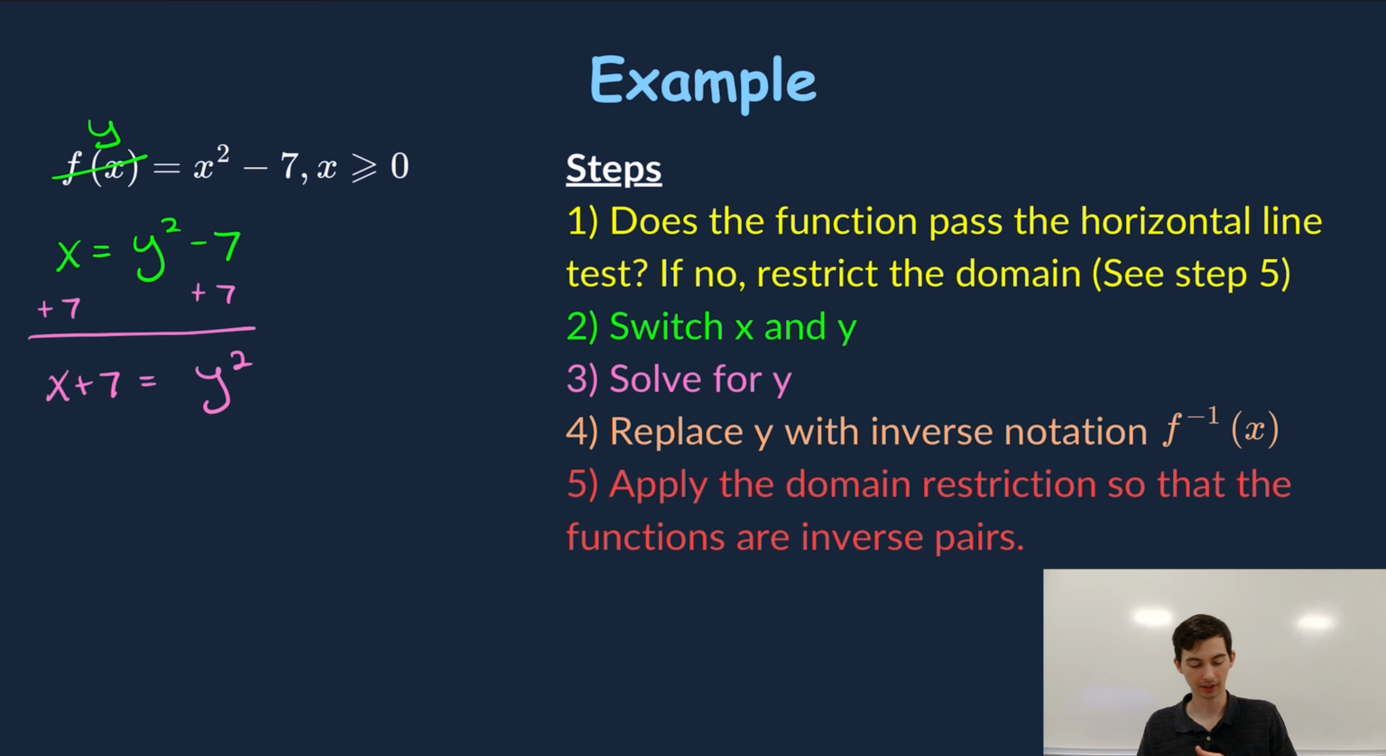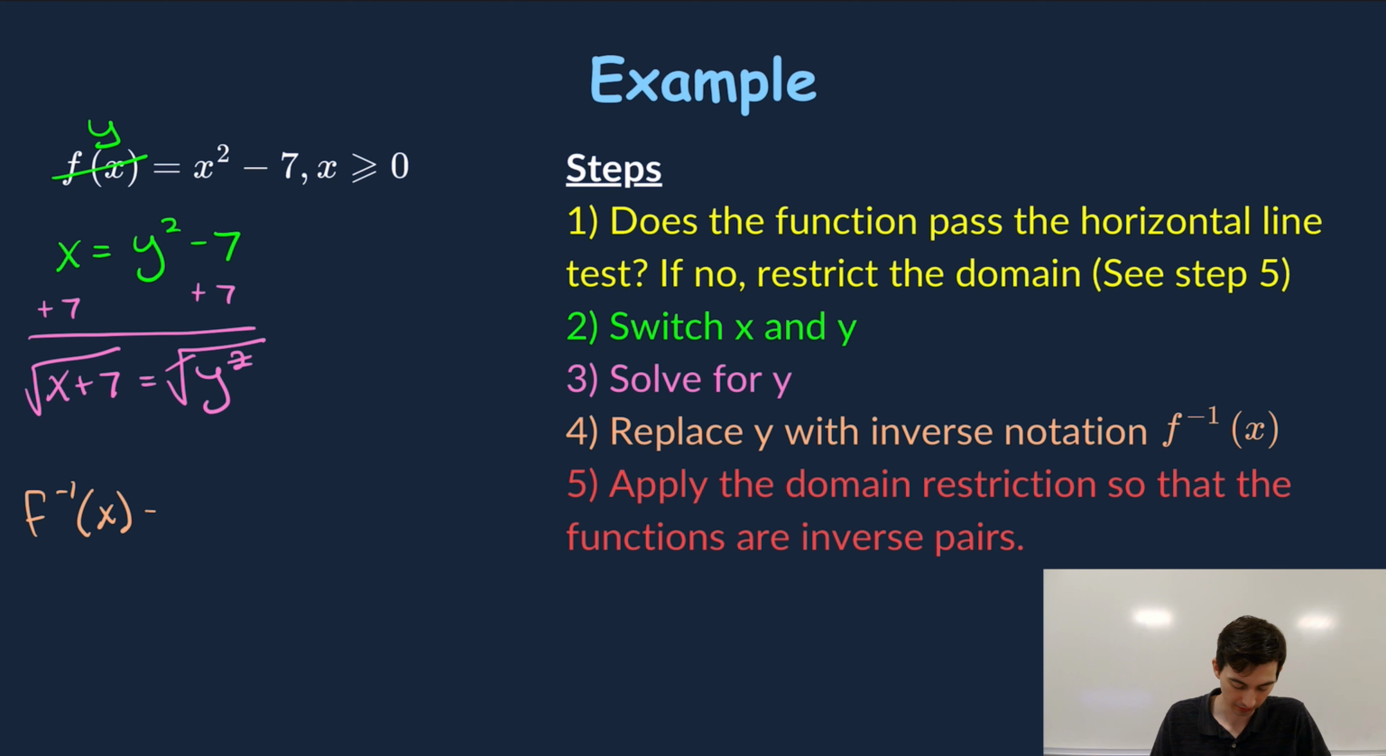And we talked about in the last lesson how an exponent and a root cancel each other out. So since I have this y squared here, I need to add in a square root on both sides so that the square and the square root can cancel each other out. So now that I have y by itself, I can replace it with my inverse notation like this. And I'm going to say the square root of x plus 7. But now when I take the square root of something, I need to say this is actually the positive or the negative of the square root of x plus 7.